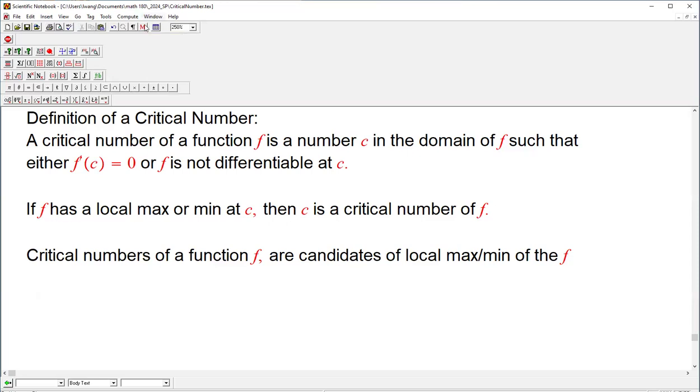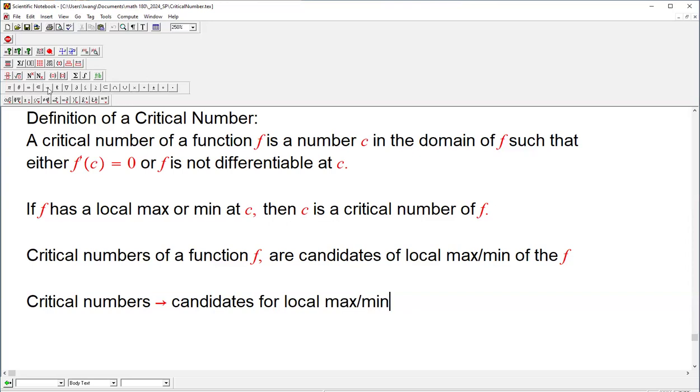What are critical numbers? After we found the critical numbers, these are the candidates for local max or local min. Okay, so candidates for local max, local min.